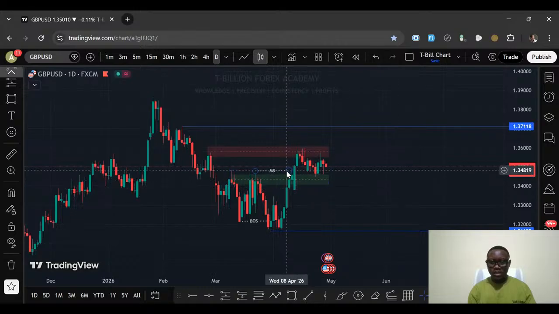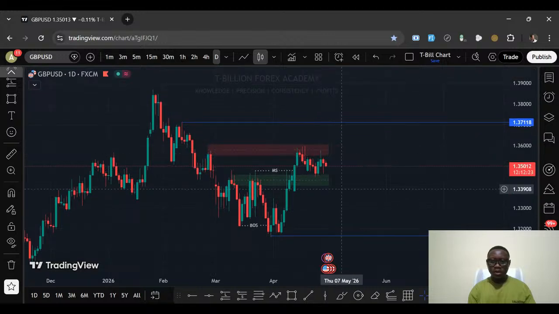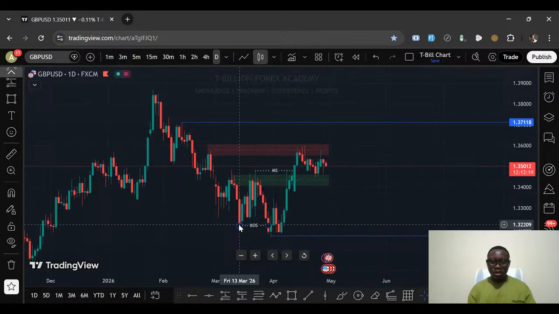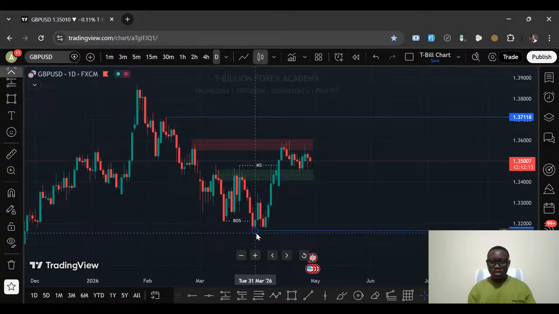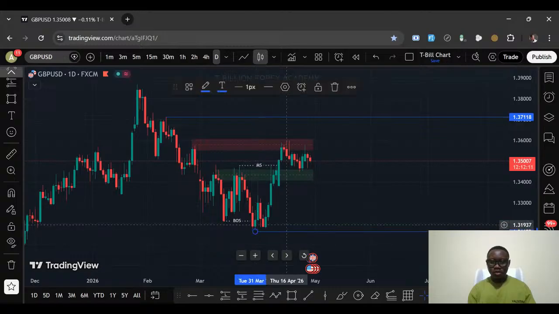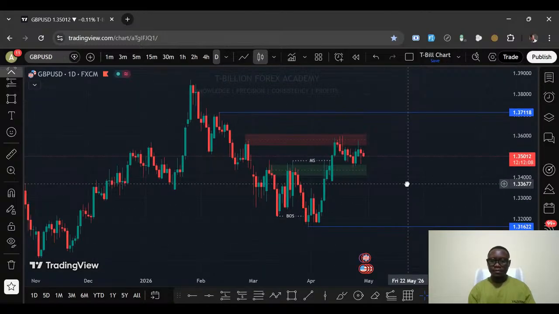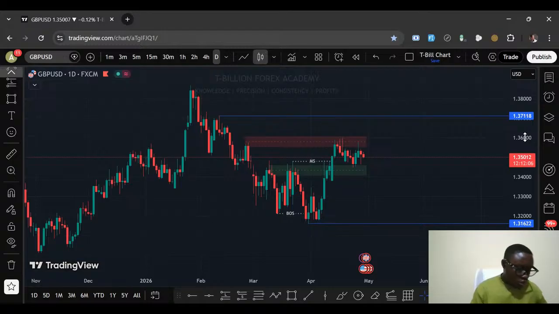Now we have this. We've been able to mark out our POI on the daily time frame, as well as our external liquidity on the daily time frame. And we got this break of structure to the downside, right? And so that is it. Now let's drill down to the 4H time frame to read the 4H price action.